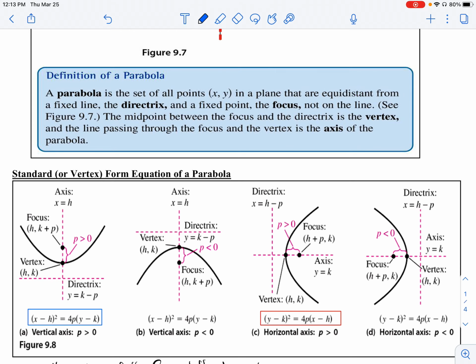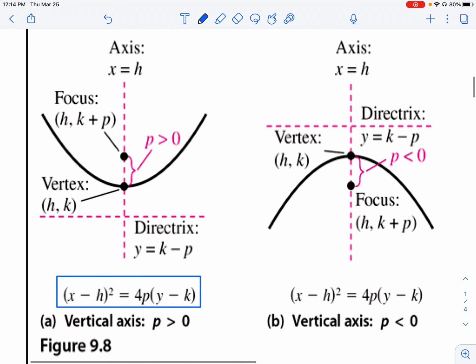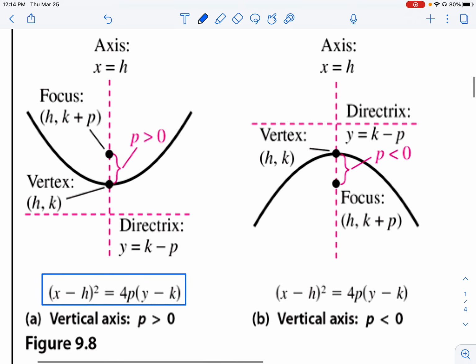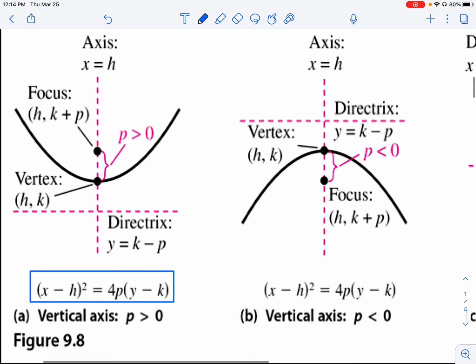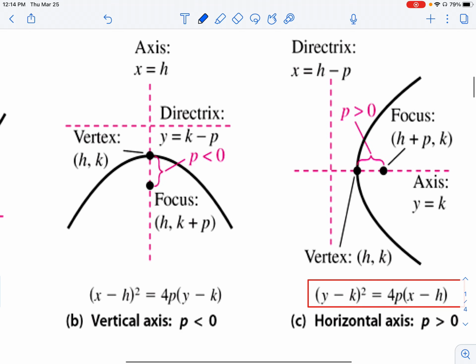When your p-value is positive, that means that the focus is inside your vertically opening parabola. When our p-value is positive, in other words, our focus is on top of our vertex here. I'm focusing on this image here. See what I did there? I deeply apologize. So when our p-value is positive, our focus is on top of our vertex. That means our parabola is opening up. When our p-value is negative, that means our focus is underneath our vertex. And so now you have a parabola that opens downward.